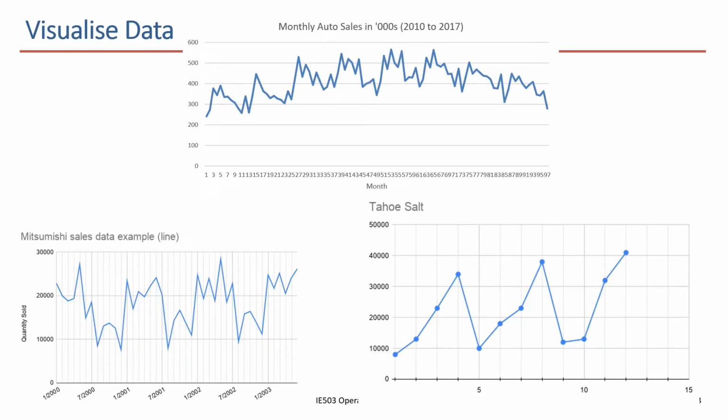Before we do that, let us first try and visualize the data. So what do you mean by seasonality? By seasonality, what we want to indicate is there is some sort of a repeating pattern within the data that can be observed. We have three graphs here. One is on the monthly auto sales from 2010 to 2017 at the top. On the left bottom, we have Mitsubishi sales data from 2000 to 2004. Then we have the Tahoe Salt example on the right, which is over about 12 periods.